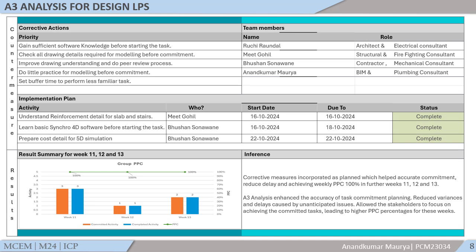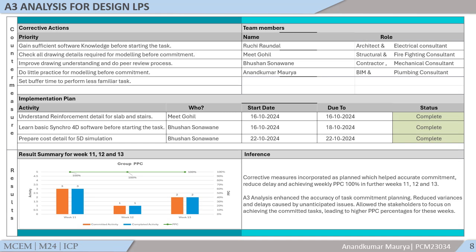Further, these tasks have been completed and addressed as required, and the corrective measures were incorporated as planned, which help in accurate commitment, reduce delay, and achieve weekly PPC of 100% in the further weeks. A3 analysis enhances the accuracy of task commitment planning and reduces variance and delay caused by unanticipated issues.